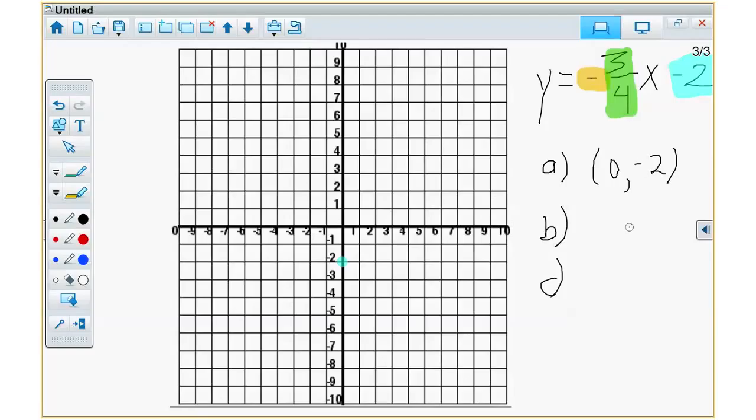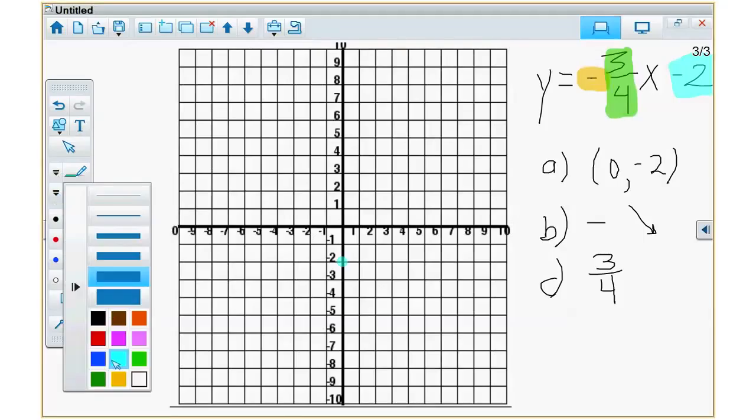All right, (0, -2). And what kind of slope do we have? Meaning left to right, what? Good. And then we have 3/4. Let me get my colors out. Let me get my crayons out so I can color some more.